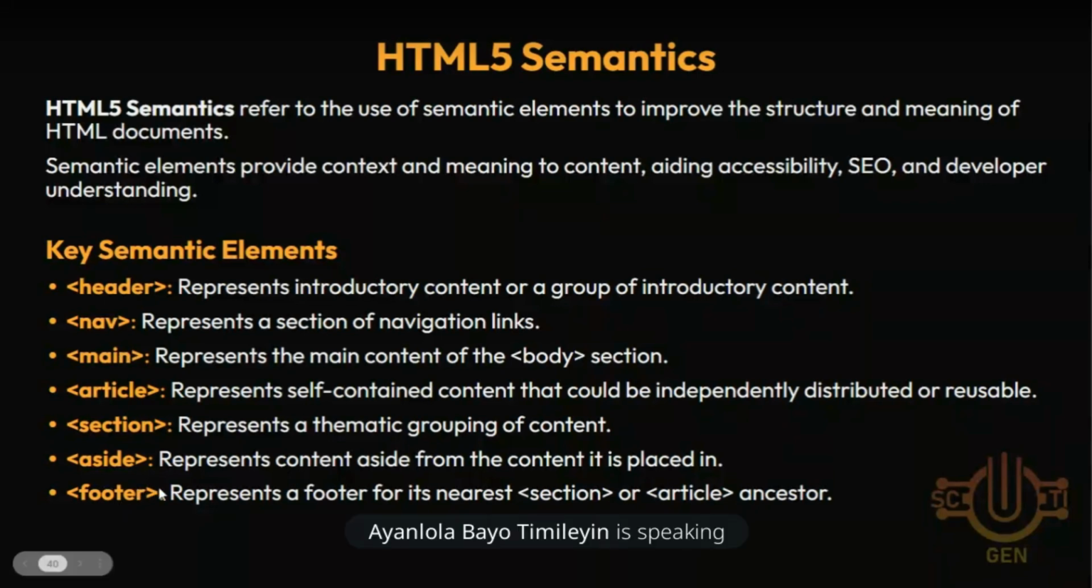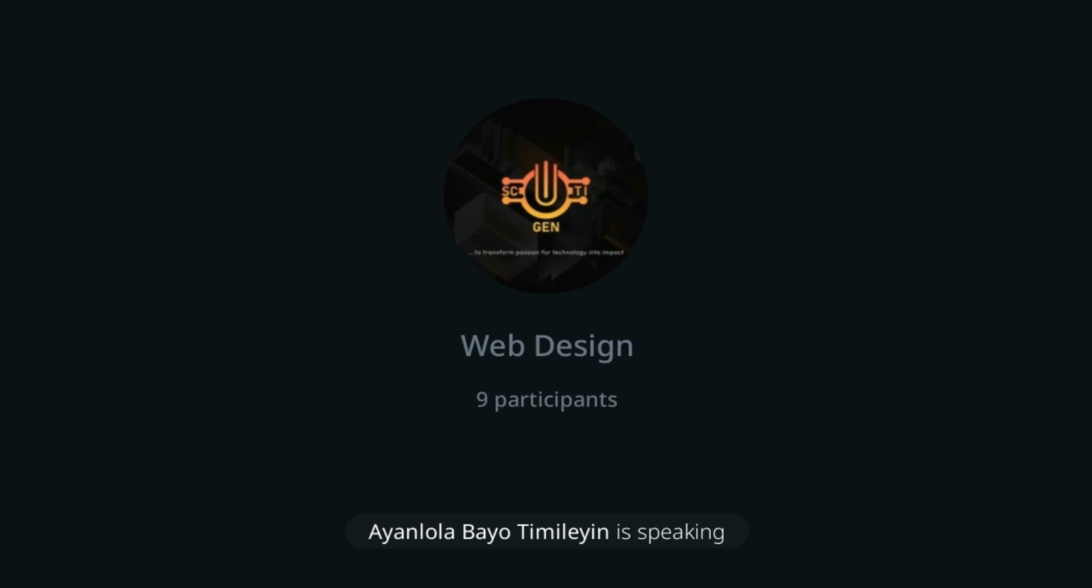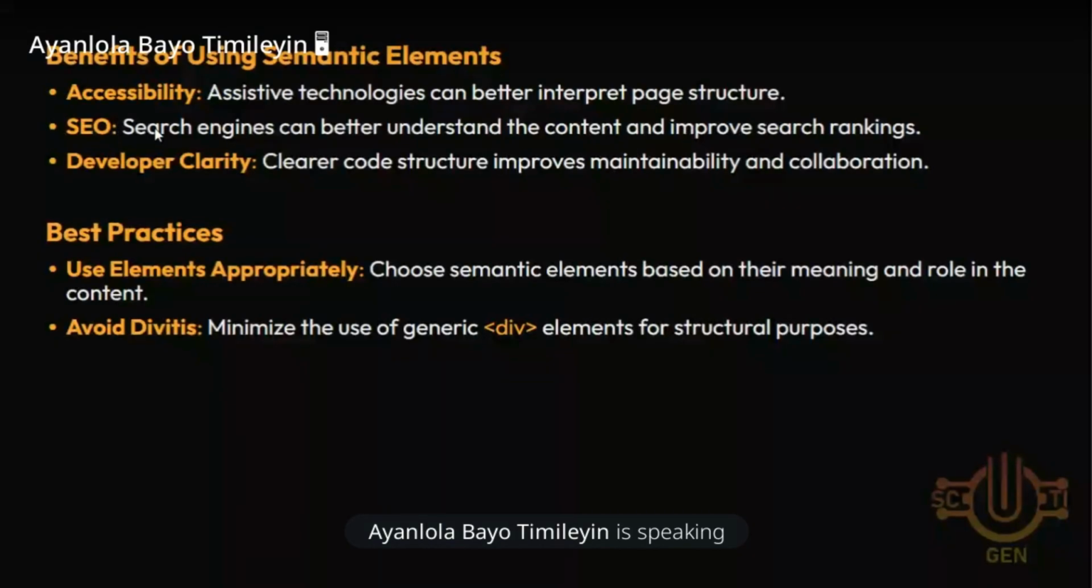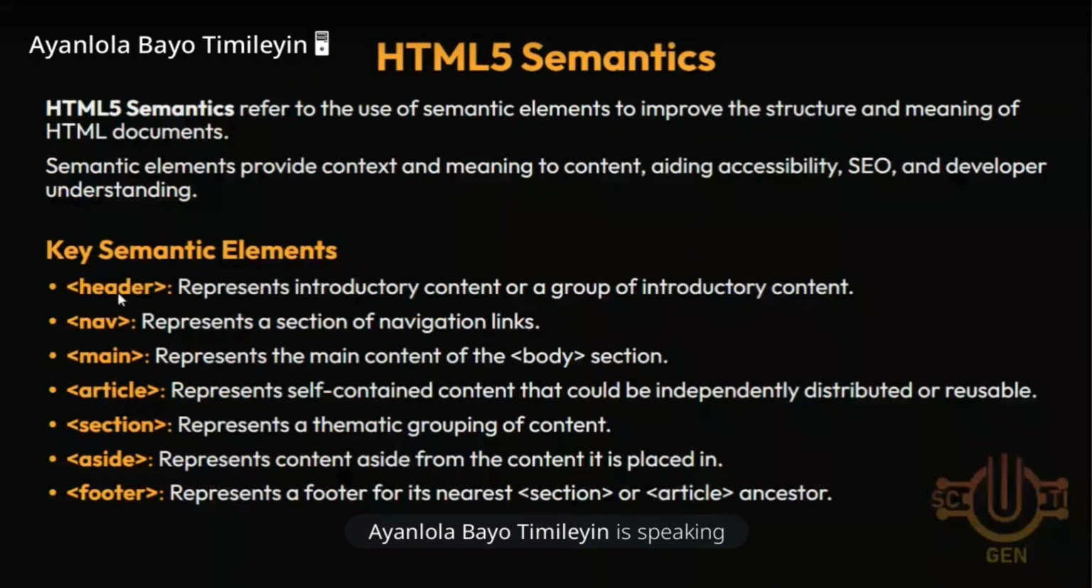So benefits of using semantic elements: accessibility is one of the benefits, and then SEO. Obviously, if you know how to use HTML5 semantics very well, it will help SEO to optimize your code, to optimize your web page, and then developer clarity. So if you see a tag like header in an HTML document, I mean, you don't need anyone to tell you that this is the header or the head part of the document.